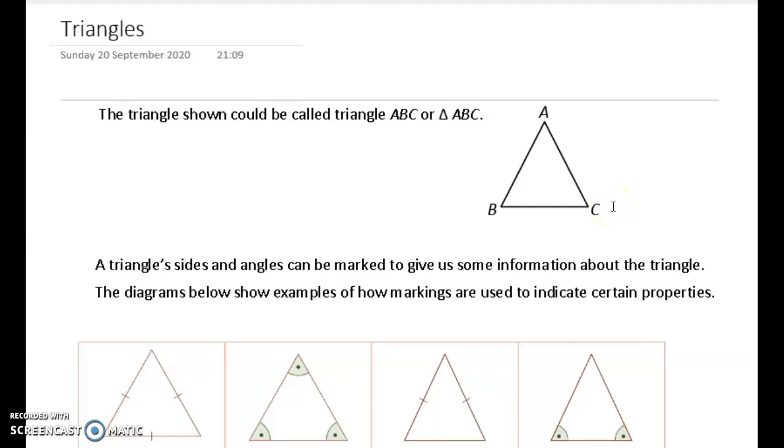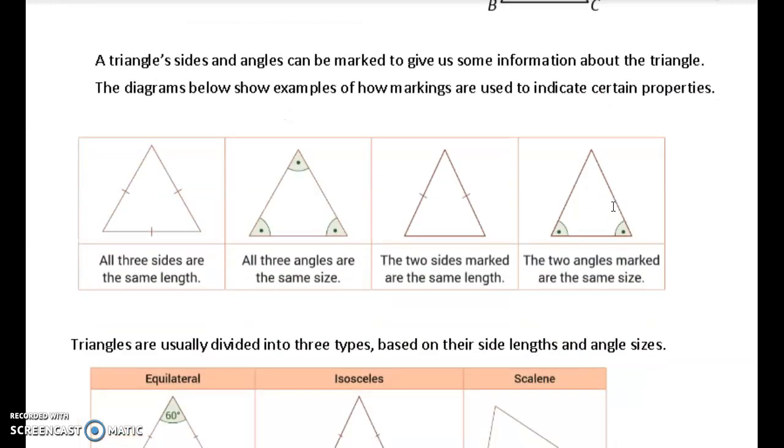Okay, so let's look at some of the things that you might expect to see when you're looking at triangles. If you see lines like this, one line on each side, that means all three sides are the same length. Or if you've two that have lines, they're the same length. So that means that side is the same length as that side, the third side is a different length.